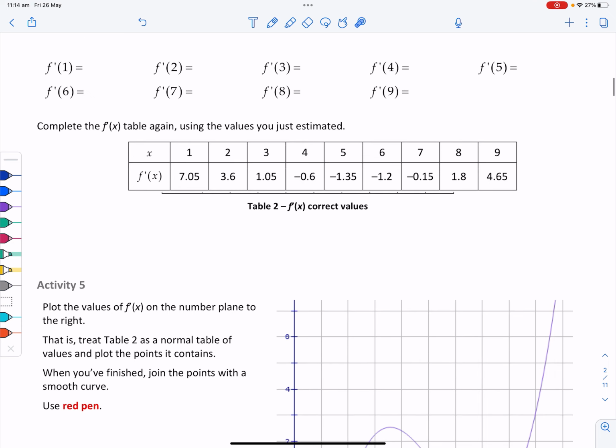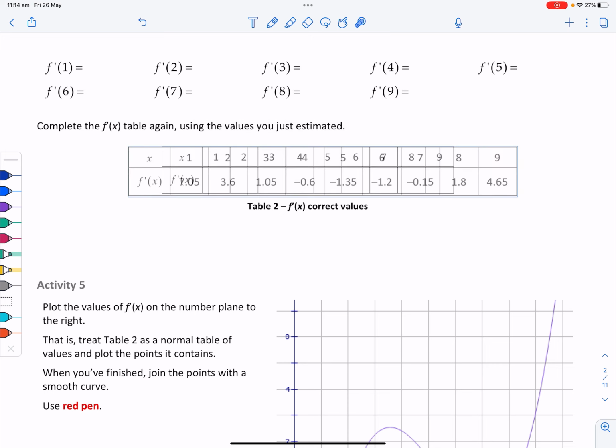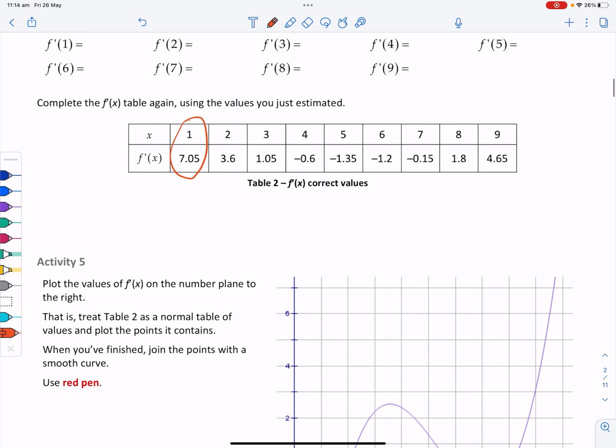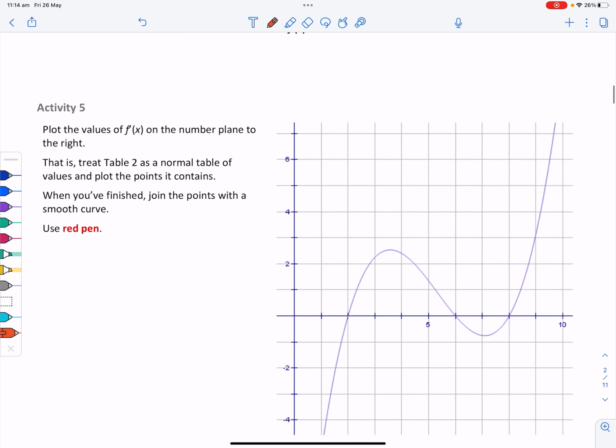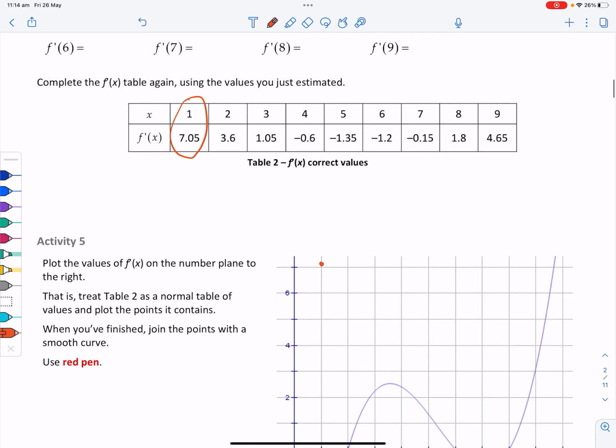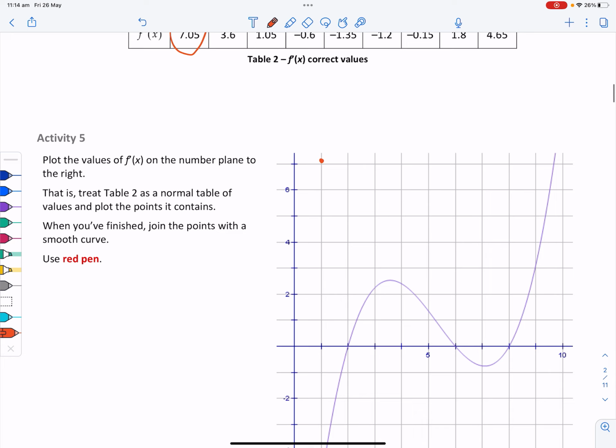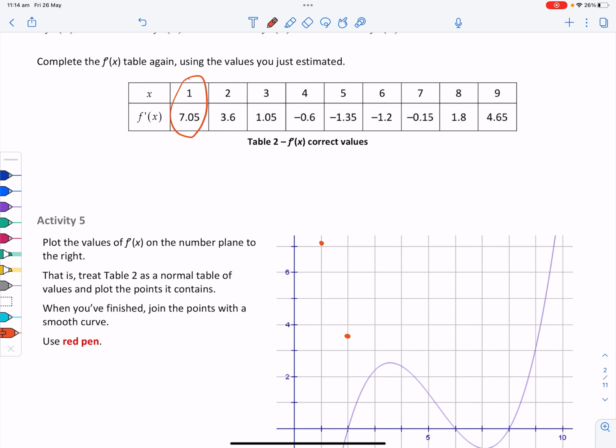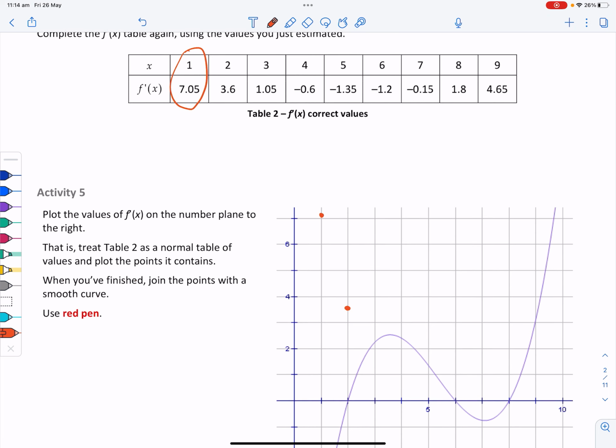All right. Activity 5. Plot the values of f dash x on the number plane. So we are basically, there are pairs here. I'm going to plot the point 1, 7.05. So that's roughly there, okay? And then 2, 3.6. Now you can just watch me do this if you like, or you can pause and plot the rest yourself, okay? It'll be a nice little aha moment if you do it yourself. So you can pause, I'm just going to go ahead.